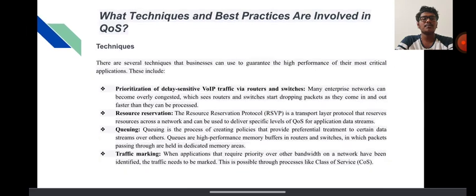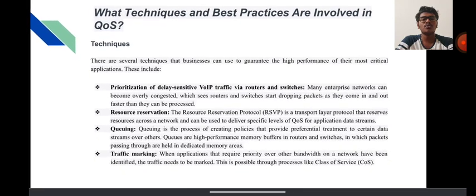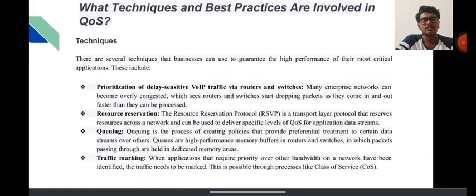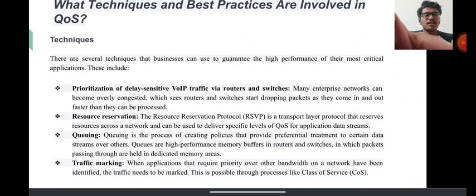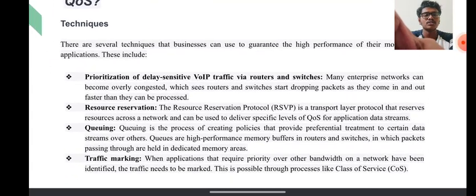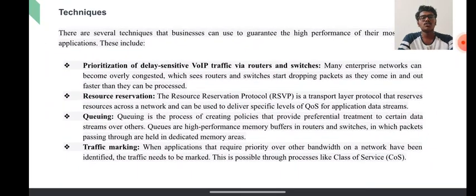What techniques and best practices are involved in QoS? Techniques: there are several techniques that businesses can use to guarantee the high performance of their most critical applications. This includes prioritization of delay-sensitive VoIP traffic via routers and switches. Many enterprise networks can become over-congested, which sees routers and switches start dropping packets as they come in and out faster than they can be processed.